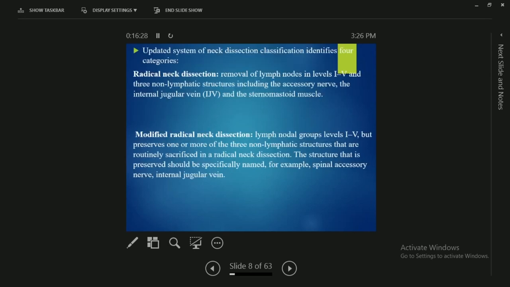The updated system includes, in radical neck dissection, removal of lymph nodes in levels 1 to 5 and 3 non-lymphatic structures, including the accessory nerve, internal jugular vein, and sternocleidomastoid muscle. In modified radical neck dissection, lymph node levels 1 to 5 are removed, but it preserves one or more of the three non-lymphatic structures that are routinely sacrificed in radical neck dissection. The three structures are the spinal accessory nerve, internal jugular vein, and sternocleidomastoid muscle.